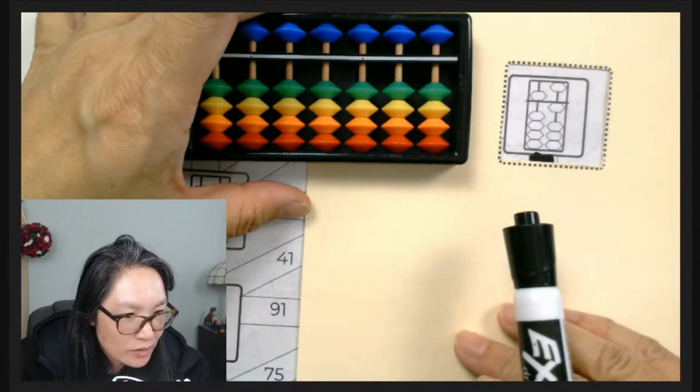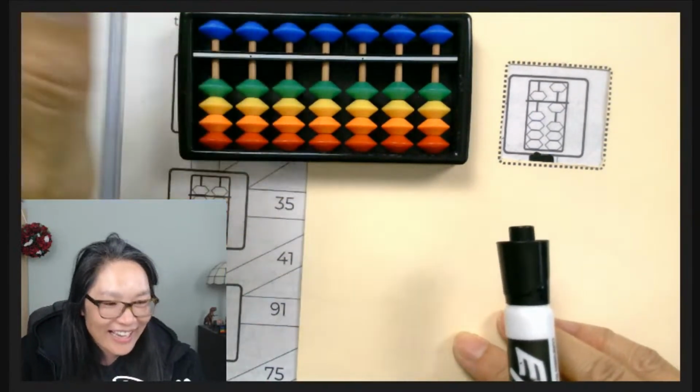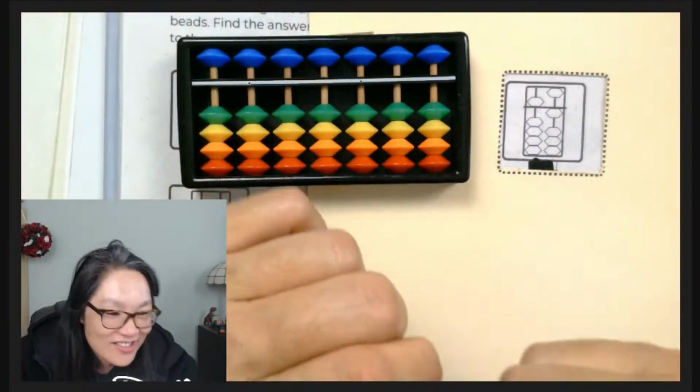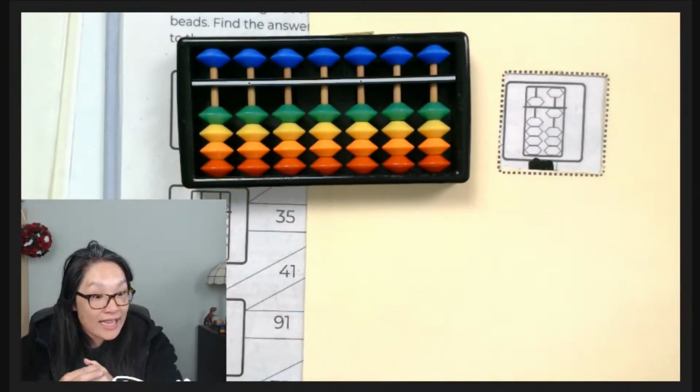So, she's the only reason I'm learning abacus. All right, you guys, I teach preschool. Hey, that's cool.